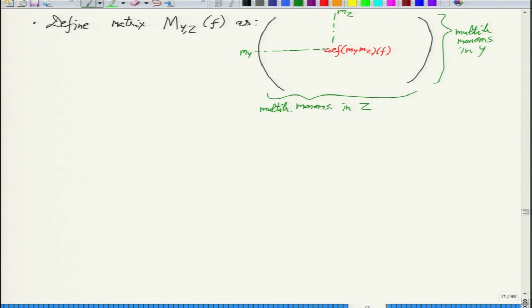If the degree of f is d, then you just look at multilinear monomials in Y or Z of degree up to d. So it's a finite matrix. Entries are either 0 or non-zero constants from the field F. In many of the next lectures, these methods will be field independent, so I will not talk much about the field.